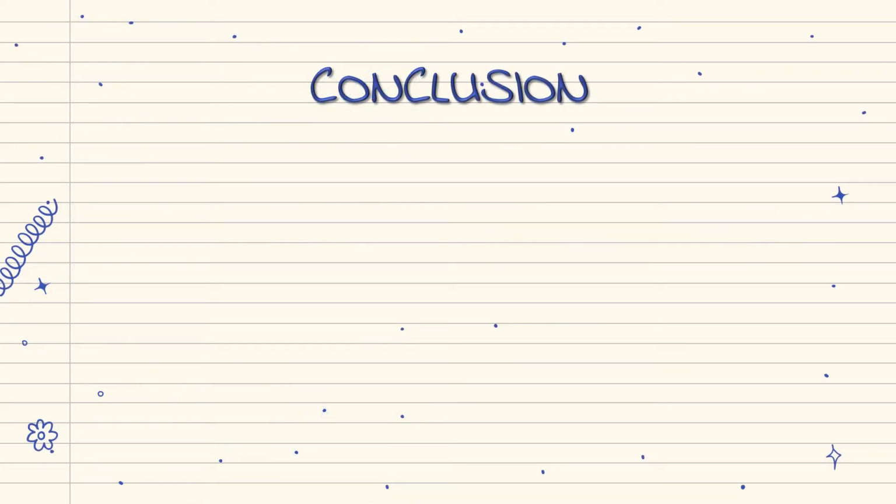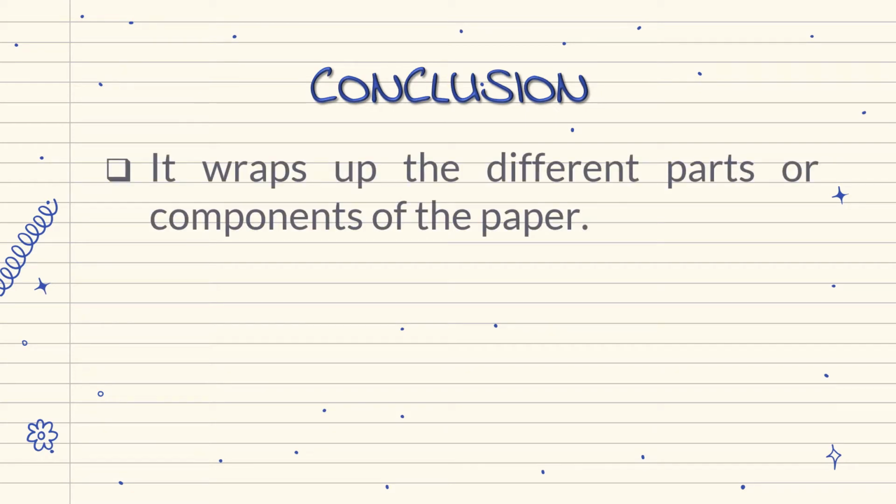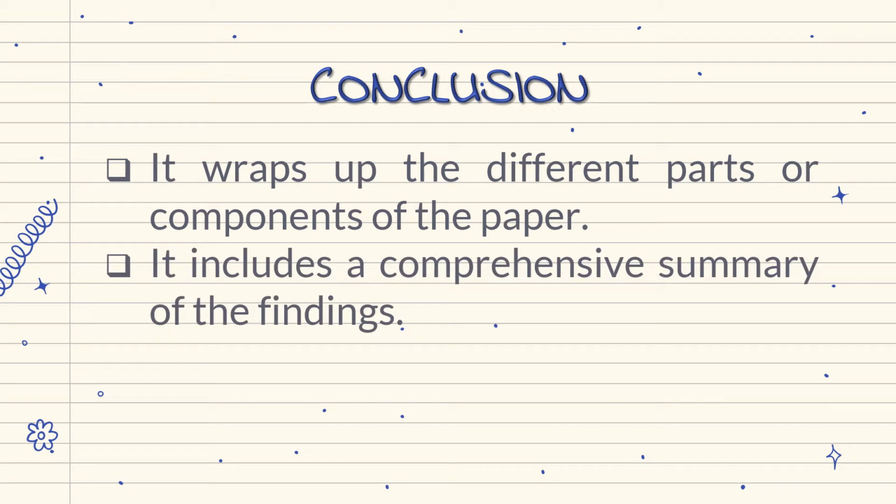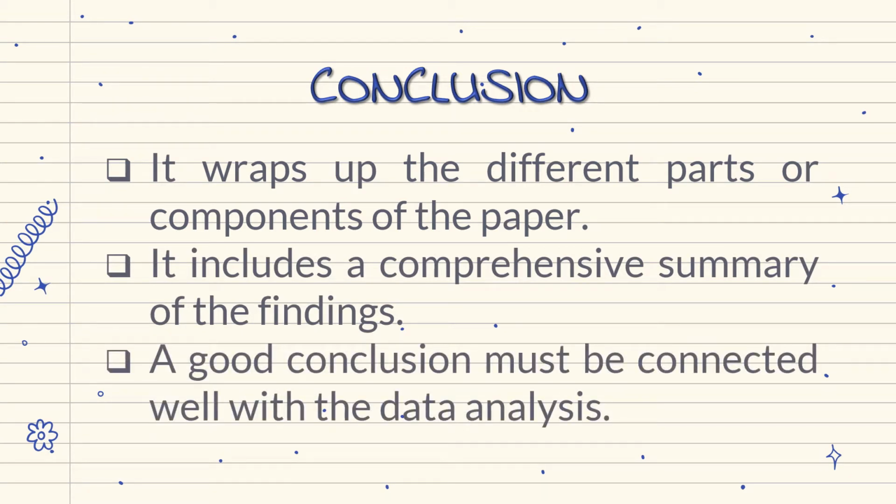Generally, a research conclusion may be described as the last part of the paper. It wraps up the different parts or components of the paper. The key areas are highlighted based on the analysis or results of the study. It includes a comprehensive summary of the findings. A good conclusion must be connected well with the data analysis to achieve coherence with the information written in the report. This part should be stated in clear, simple language with no new information added into it.